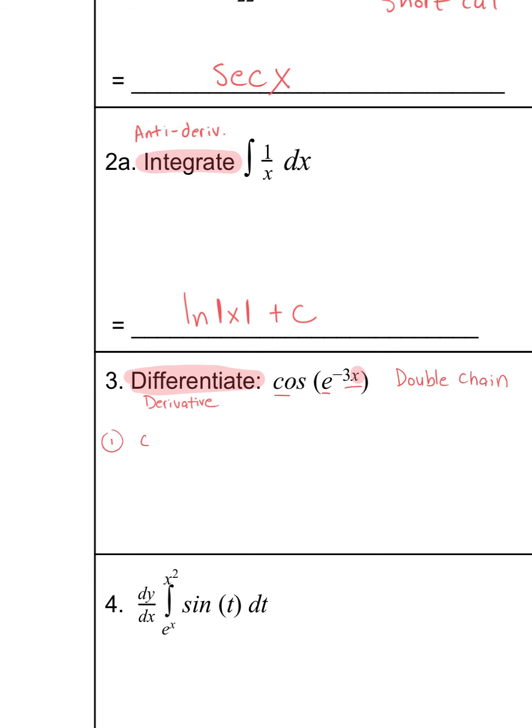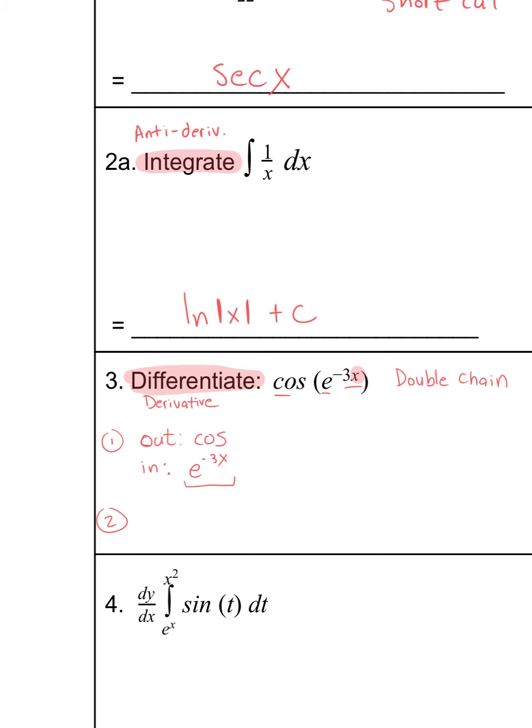The outermost function is the cosine, because we're taking the cosine of e to the negative 3x. So our outer function is cosine. Our inner function is always everything else, e to the negative 3x. Now we know that there's a second chain because we counted the functions, but we can also catch it right here. There's still 2 functions here.